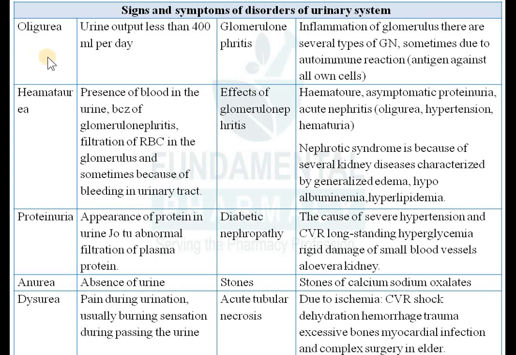Oliguria means absence of urine or urine output less than 400 ml per day, that is known as oliguria. Hematuria means presence of blood in the urine. I will not go into the detail. So presence of blood in the urine may be because of infection of your glomerulus, that is glomerulonephritis, or maybe filtration of RBC, or maybe because of some bleeding in your urinary system. Then proteinuria means presence of protein in your urine. Okay, that is an abnormal sign.